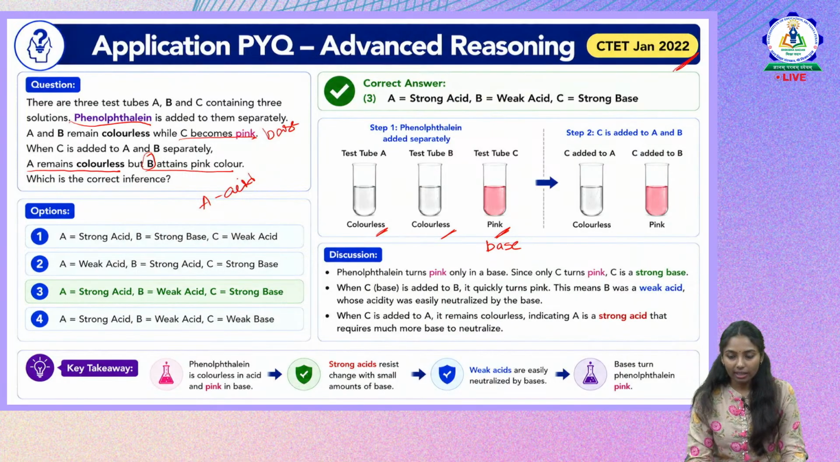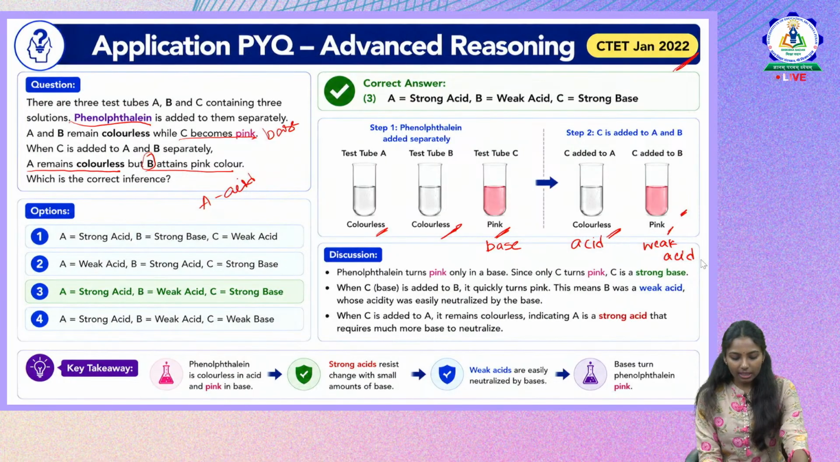After adding, A is staying colorless only. So it is certain that it is an acid, and a very strong acid because even after the addition it is not changing. But when C is added to B, it becomes pink. Before it was colorless, but now it is changing to pink, meaning it is attaining basic property. Before it was acidic, now it is attaining basic property, meaning it should be a very weak acid.